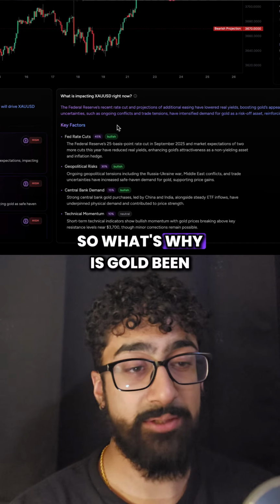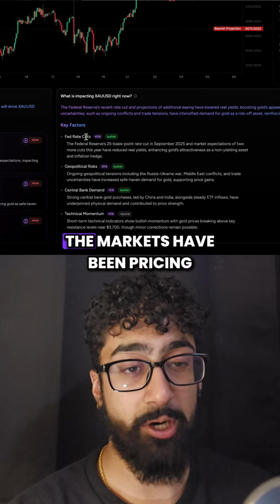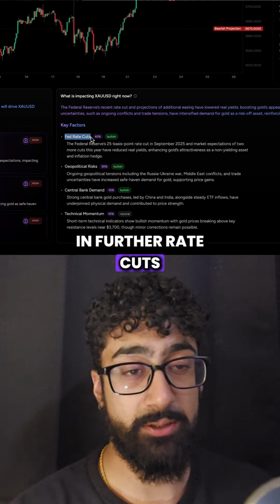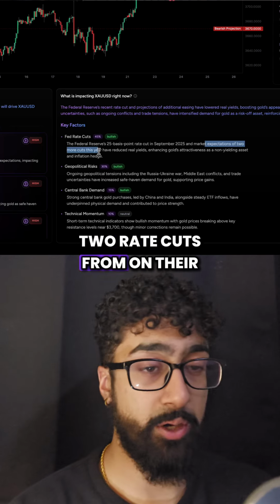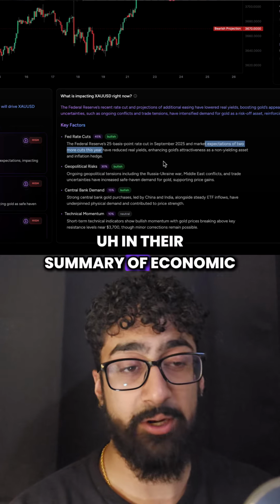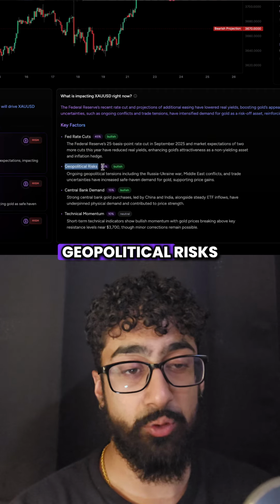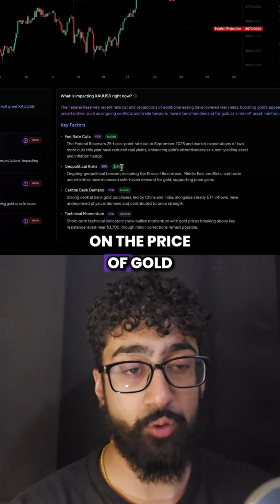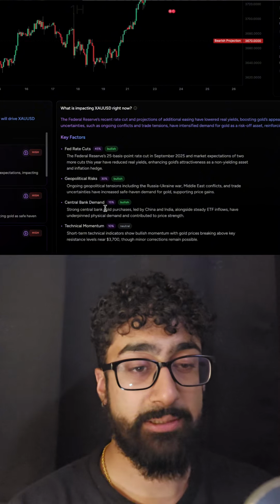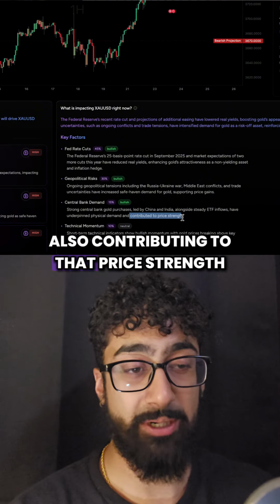So why has gold been so bullish? It's because the markets have been pricing in further rate cuts from the Fed, 2 rate cuts on their dot plot in their summary of economic projections. Geopolitical risks have also been weighing on the price of gold, giving it that bullish support, and central bank demand is also contributing to that price strength.